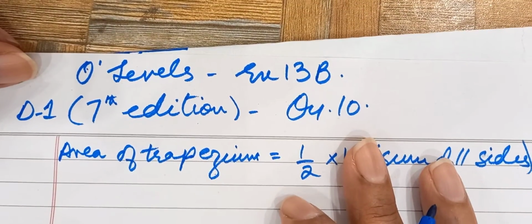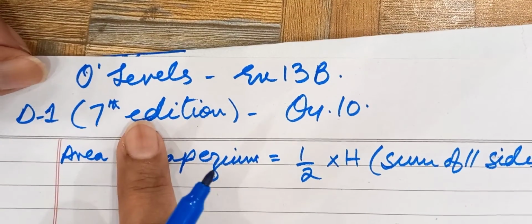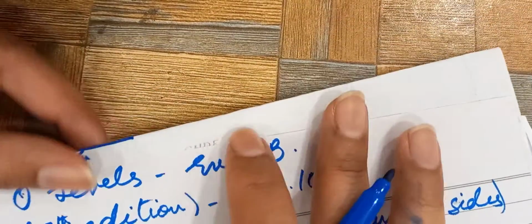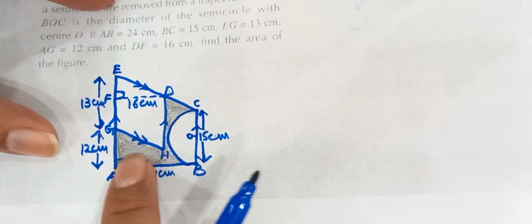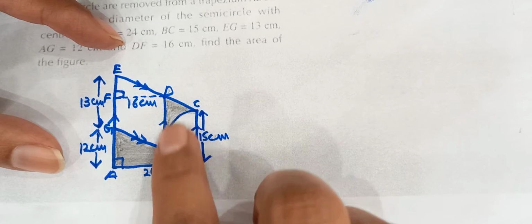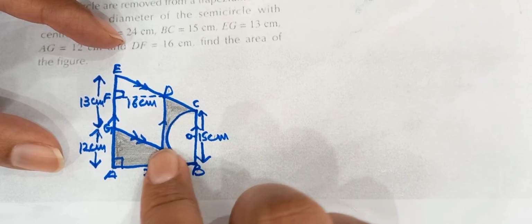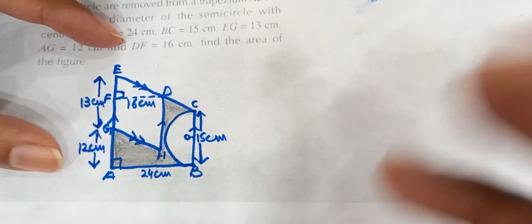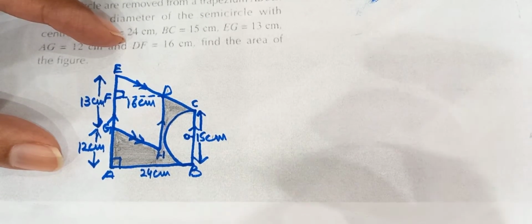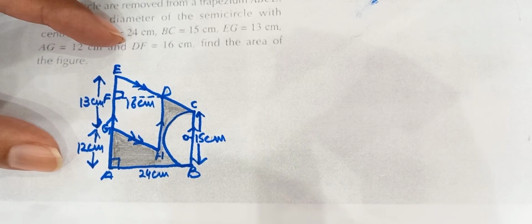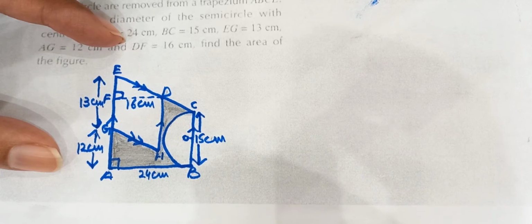O Levels Maths, Exercise 13B, D1, 7th edition, question number 10. The question is about finding the area of this shaded region, the area which is being darkened. There is no such known shape in maths like this shaded region. So what we are going to do is break this shape into known shapes and then find out our required dimension.